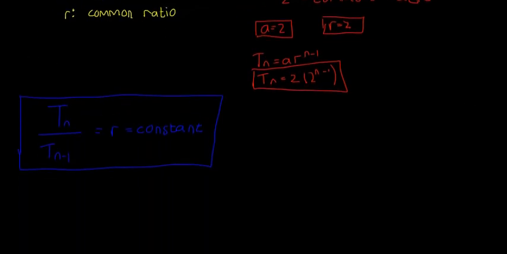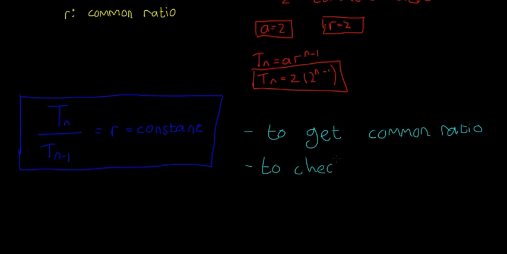So I'll just write that here. So we do that to get the common ratio, or we do it to check if something is geometric, okay? So if they ask us to prove this is geometric, this is what you have to do. If they ask you to find t of n, you'll probably have to do this as well to find your value for r.